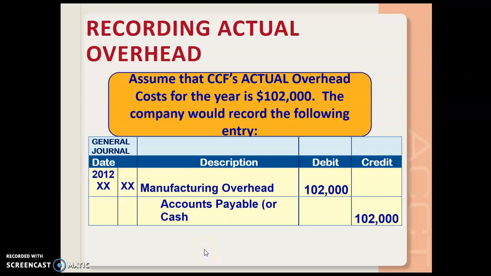So here is a journal entry. If we had only one journal entry for the entire year, of course we don't, these things come in a little here and a little there. So whether it's indirect materials, indirect labor, insurance, depreciation, rent, whatever it is that's coming into the overhead, we're going to be debiting the overhead, and then if we paid cash, we'd credit cash, and if we purchased that thing on account, we would credit accounts payable.